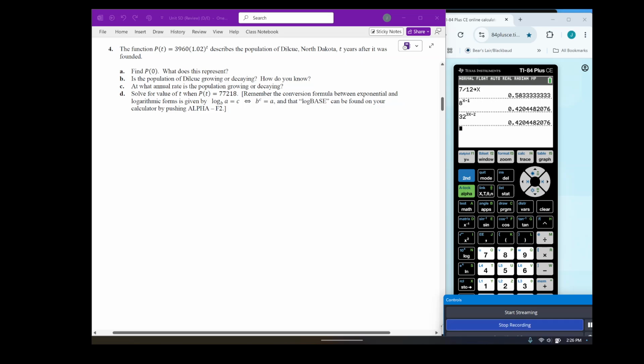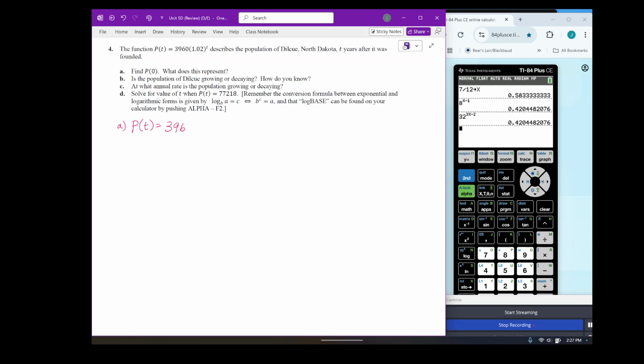Okay, number 4 from 5D, the Unit 5 review, is a population growth problem, I believe? Well, we'll find out in part B anyway. So in A, it says, what's P of 0? Well, first, let's rewrite the population function with the t in it. So it's 3960 times 1.02 to the t.